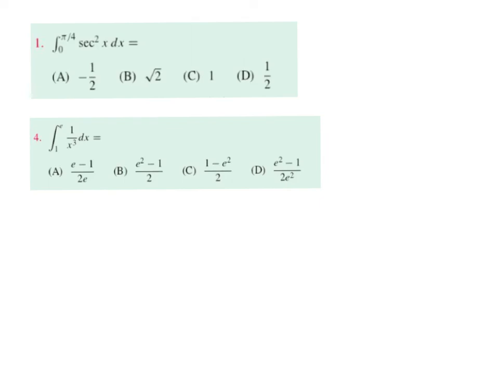All right, so whose derivative is secant squared? So that's tan x from 0 to pi over 4. Tan of pi over 4 is 1 minus tan of 0 is 0, so that's just 1.